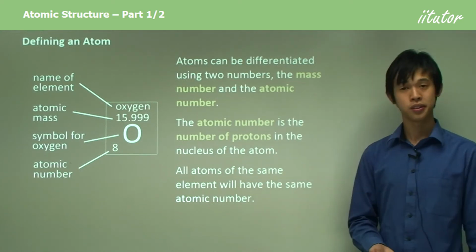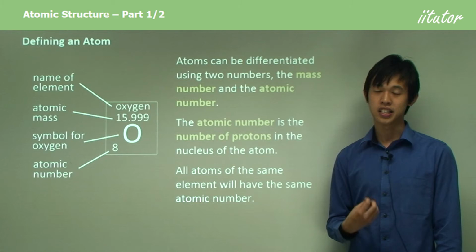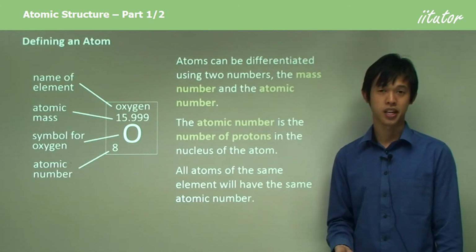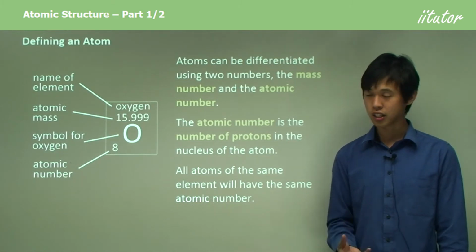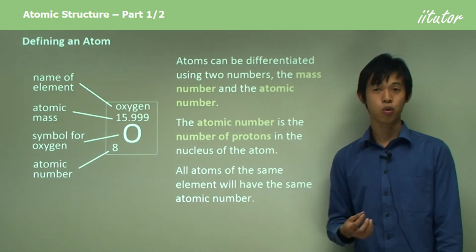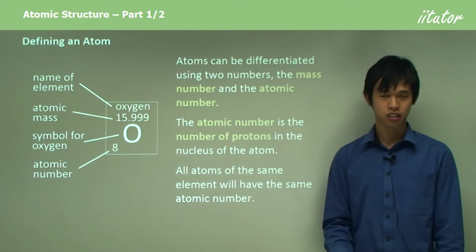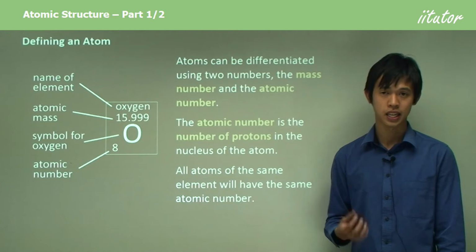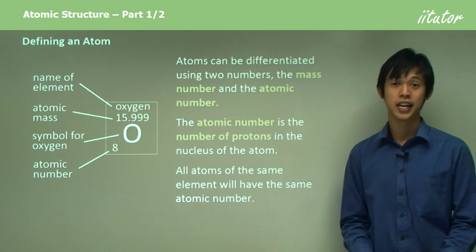And so that tells you that every element is defined by the number of protons that it has. So oxygen will always be oxygen if there's 8 protons. So anything with 1 proton will have to be hydrogen. Anything with 2 protons has to be helium. So you can see that's how we define atoms.